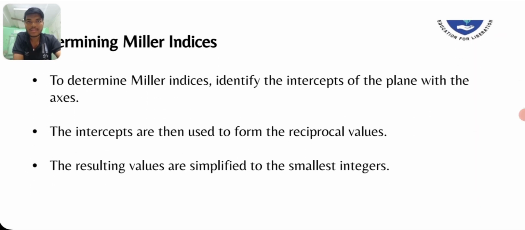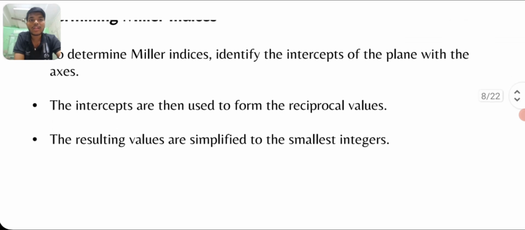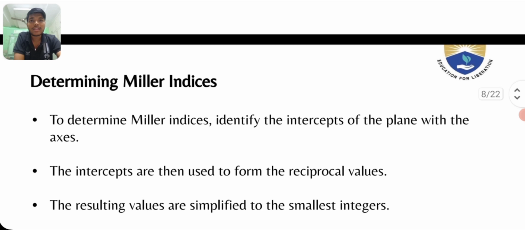Determining Miller indices. To determine Miller indices, identify the intercepts of the plane with the axes. The intercepts are then used to form the reciprocal values. The resulting values are simplified to the smallest integers. These are the determining Miller indices.